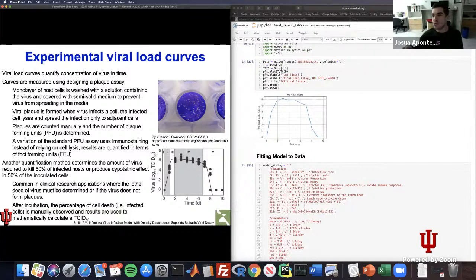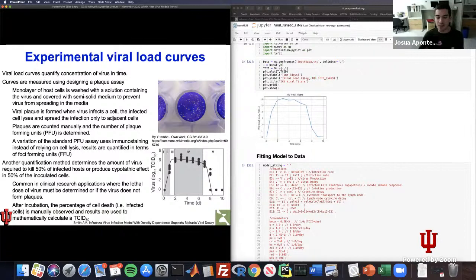Sometimes you don't want to use a solid medium, so you let your virus freely diffuse above your plate, and then what you do instead of counting plaques is you count how many cells got infected in your plate relative to the total number of cells that you had, because you can quantify that. And then what you get is the TCID, which is the amount of virus that was in your sample such that 50% of the cells got infected in the plaque assay, and that is called the TCID 50.